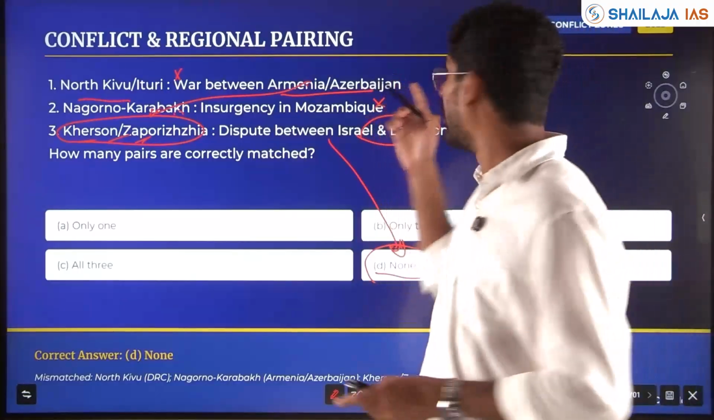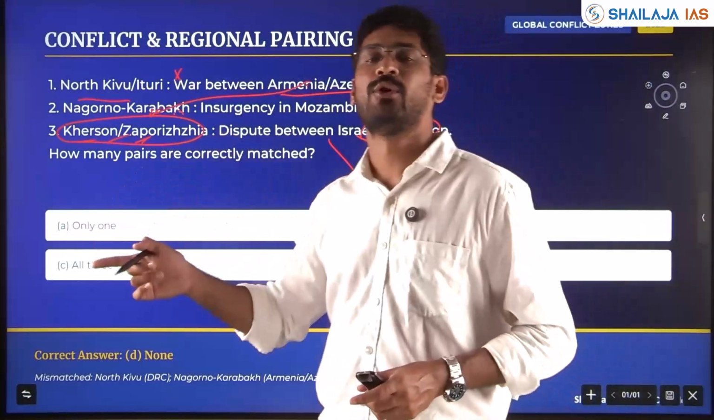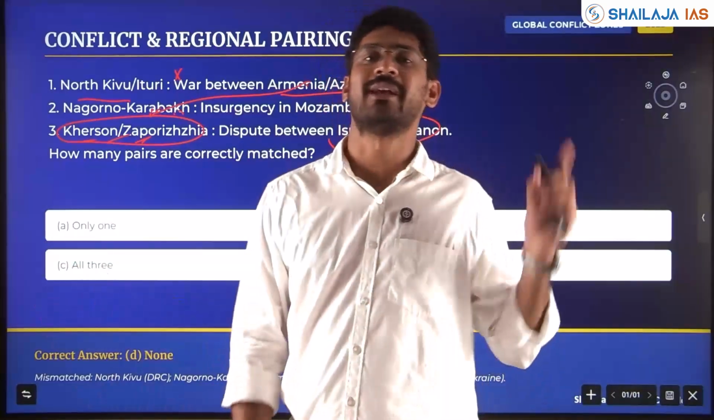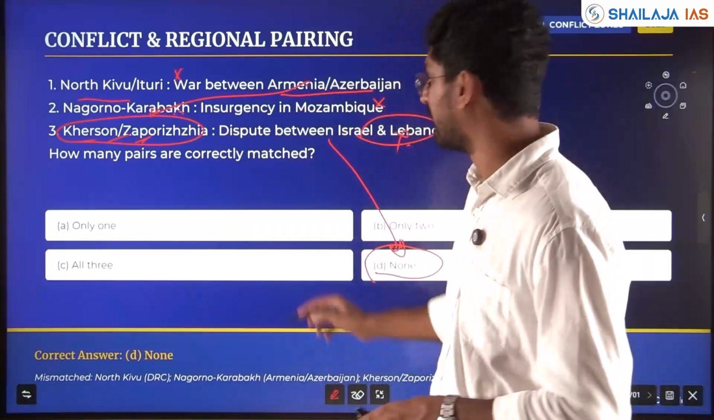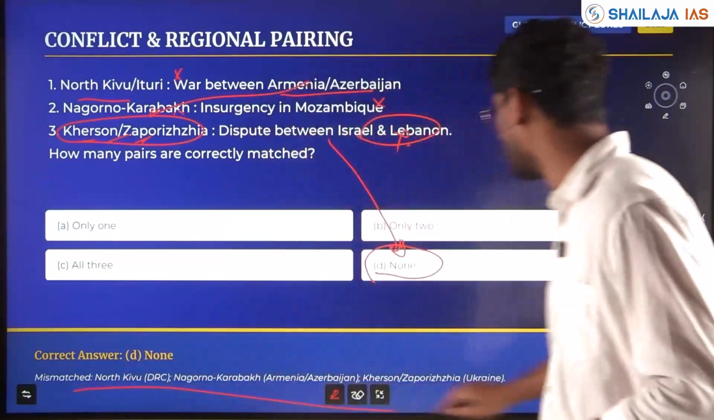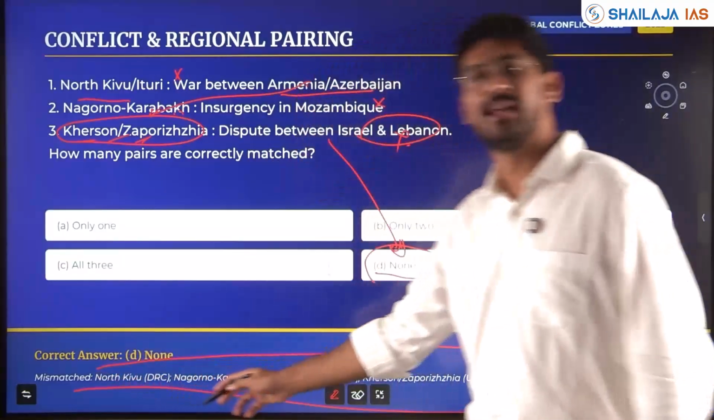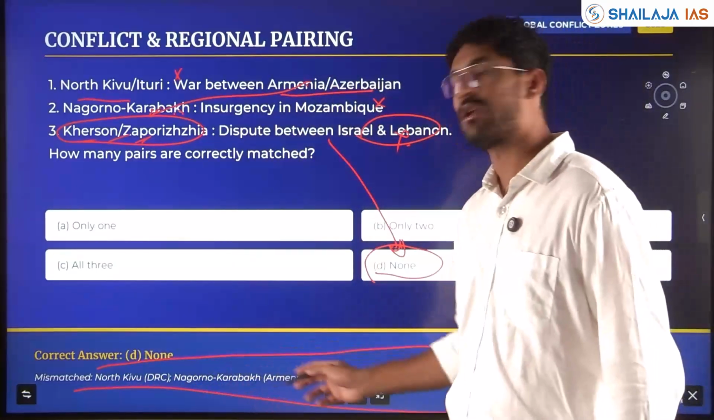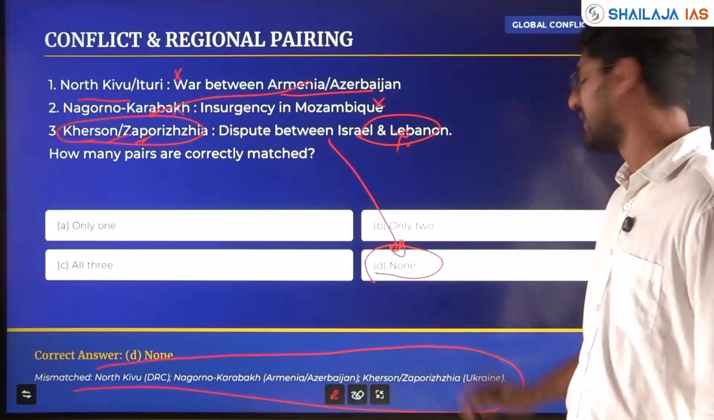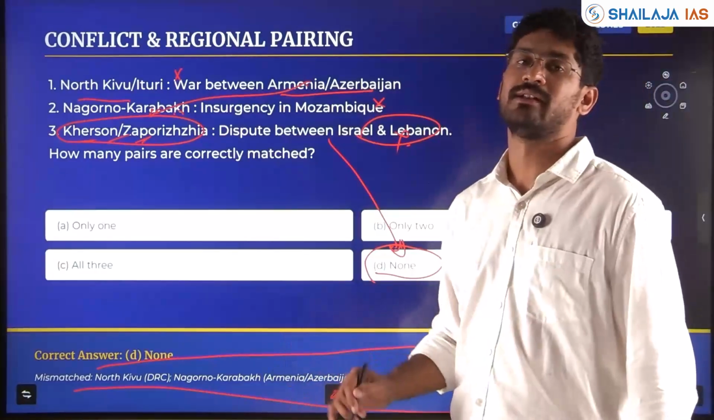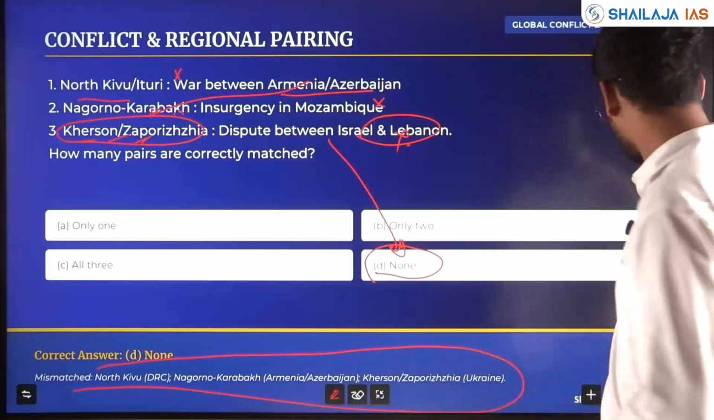Based on my knowledge of 23, I could get 24 right, 25 right because I did UPSC analysis of PYQs. So here it is none of the above. North Kivu is in DRC, Congo. Nagorno-Karabakh is in Armenia, Azerbaijan. Kherson, Zaporizhia is in the Ukraine region where Russia occupied those regions.